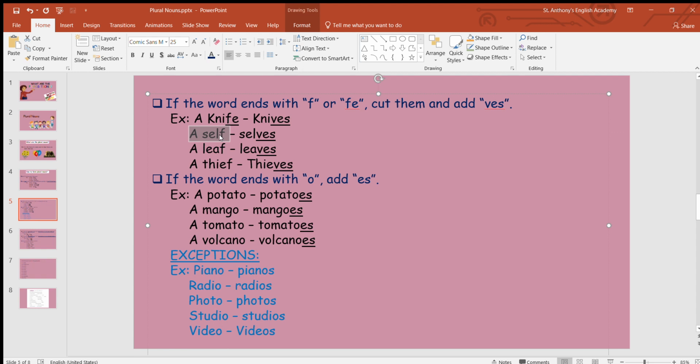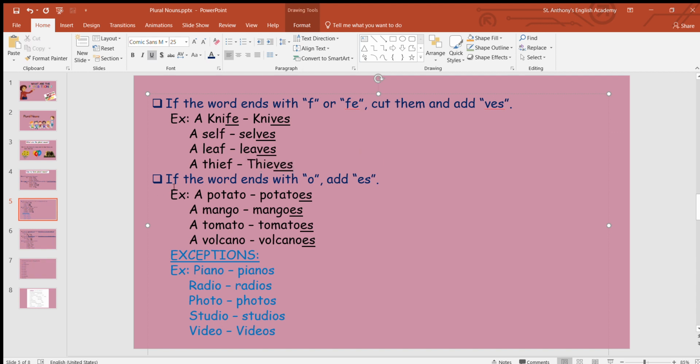Second example, a self. Last letter is F. So now what should we do? You need to cut F and add VES. So the answer is selves. Next one, it is a leaf. What is the last letter of this word? It is F. So what should we do now? You need to cut F and add VES. So it becomes leaves. Last example, it is a thief and the last letter of this word is F. So what do we do? You need to cut that and add VES. So the answer becomes thieves. Is that clear? I think it's clear.